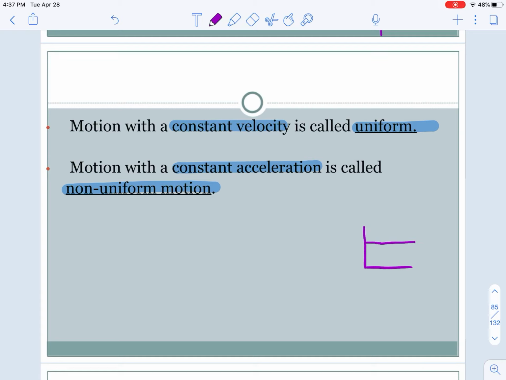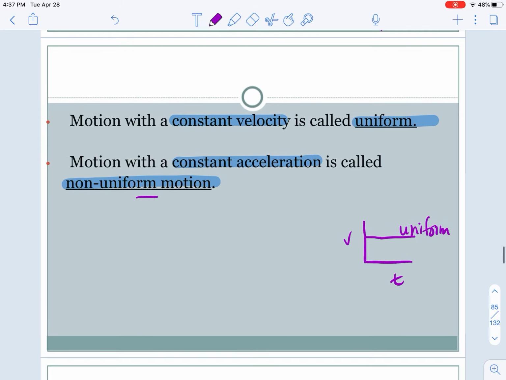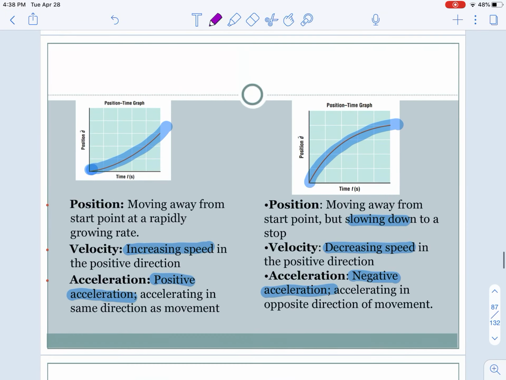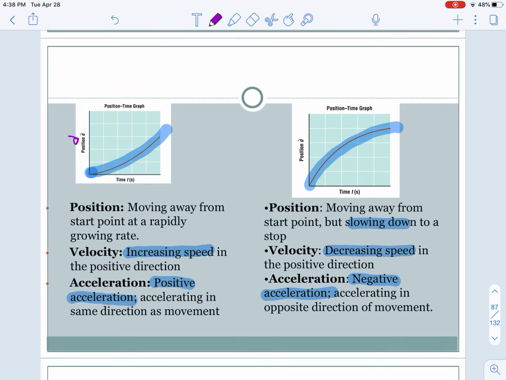Okay, if it's going a very constant velocity, I mentioned that before, so if it's going 100 kilometers an hour the whole time because you're in cruise control, that would be called uniform motion. If velocity-time is a straight line, that's uniform motion. But if it's accelerating at all, that would be called non-uniform motion. And that would be the slowing down or speeding up type graph.